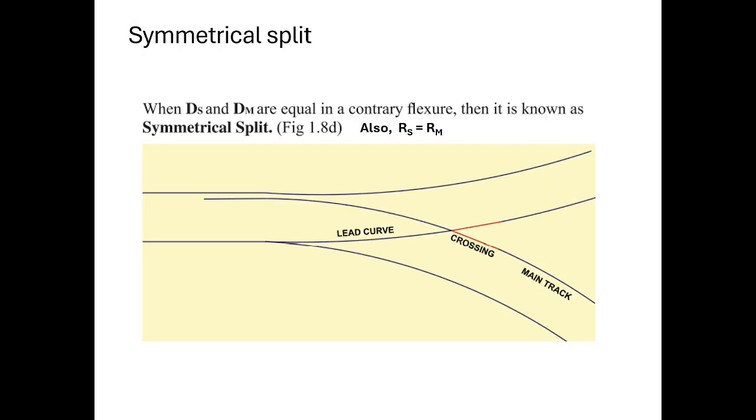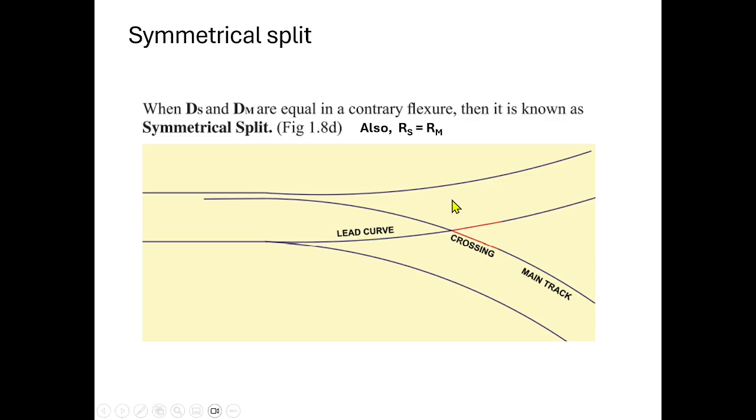Okay, of course, in the case of symmetrical split, equal diversion takes place. That means here the main line, since it is symmetrically split, here Rs equal to Rm. Okay, that's the symmetrical design we are normally providing, and for broad gauge, 1 in N points and crossing we are using.